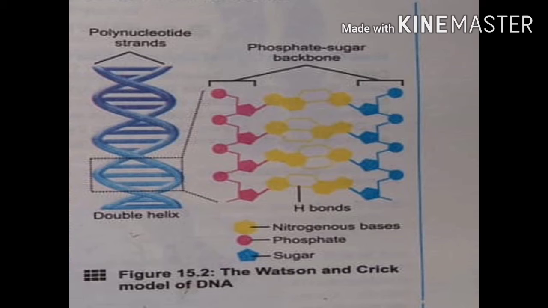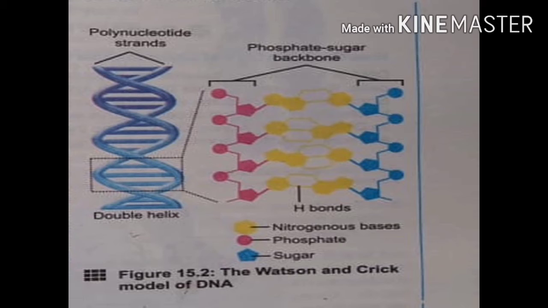Now I will discuss the Watson and Crick model of DNA. In 1953, James Watson and Francis Crick proposed a structure for DNA. According to the Watson-Crick model, a DNA molecule consists of two polynucleotide strands. These strands are coiled around each other in the form of a double helix, and there is a phosphate sugar backbone on the outside of this double helix, and the nitrogenous bases are on the inside. In this double helix, the nitrogenous bases of opposite nucleotides form pairs through hydrogen bonds.